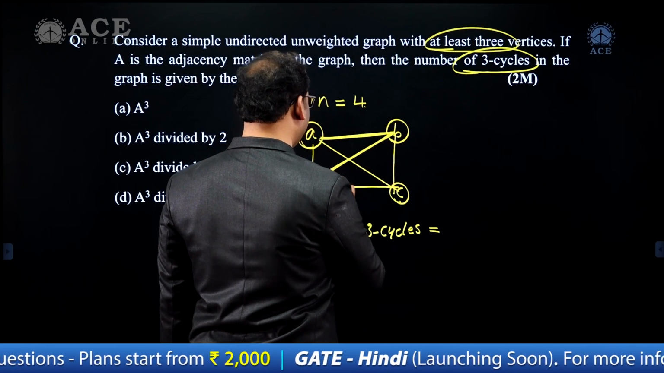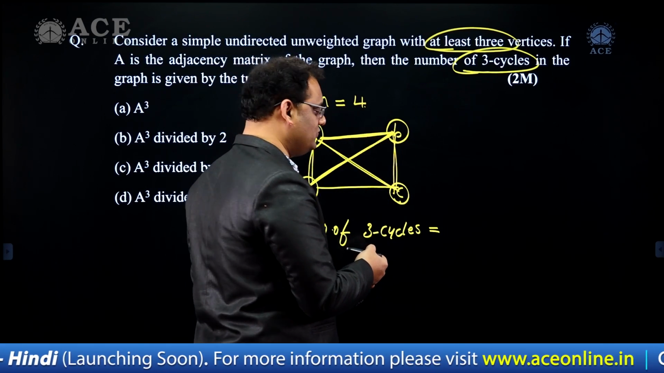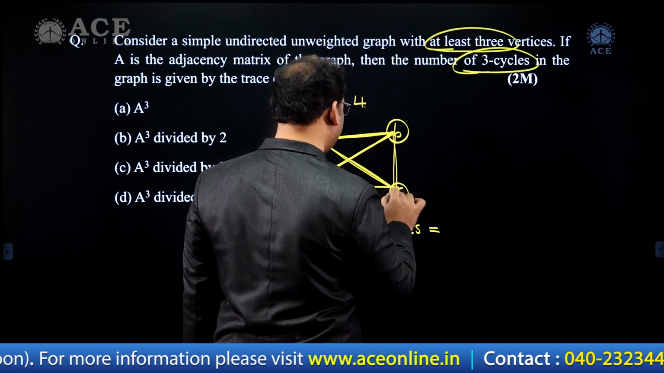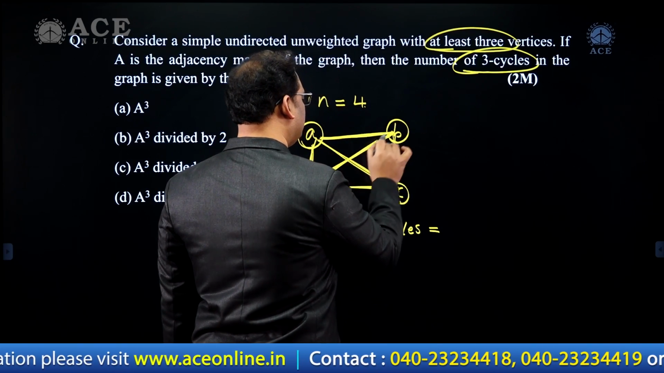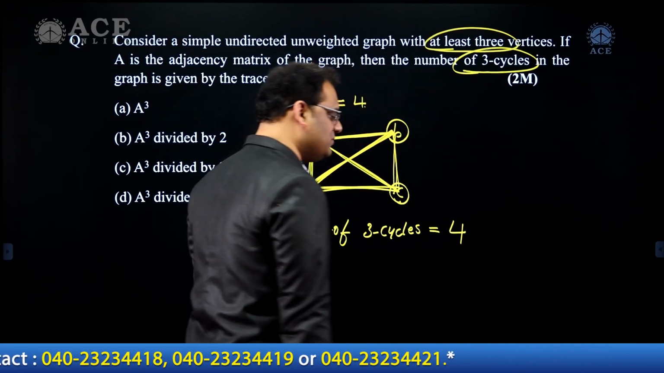Yes, in this way 1, 2, like in the same way here also 2. So 2 more like this. So total 4 cycles are possible.